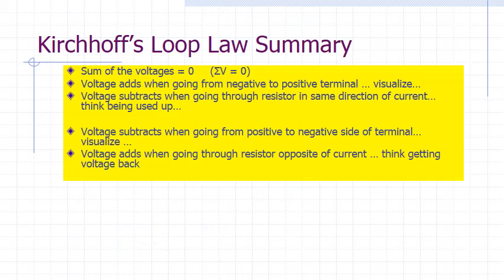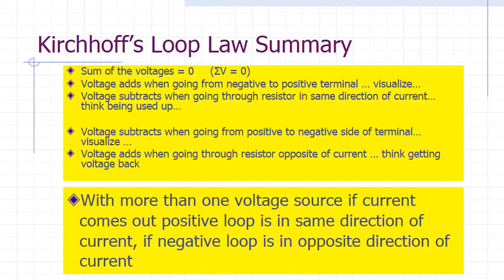So this is what we had before. This is the loop rule summary. Now with more than one voltage source, if the current comes out as positive, then we know we got the current direction correct. But if it comes out as a negative, that means that we got the number right. It's just that the direction of the current is opposite of what we pictured.